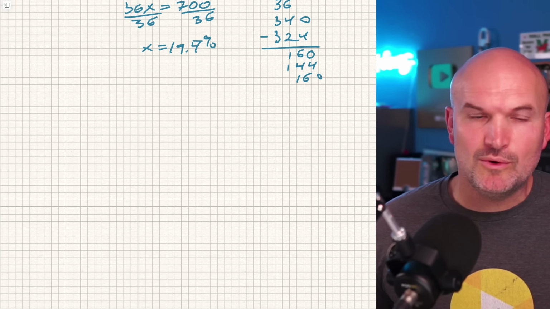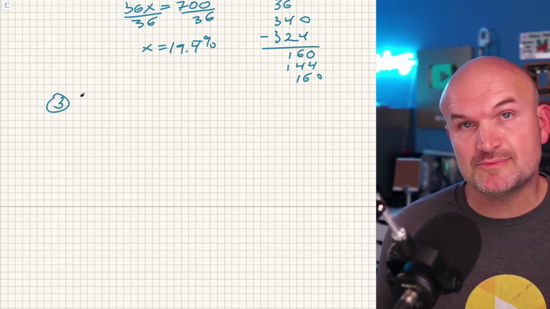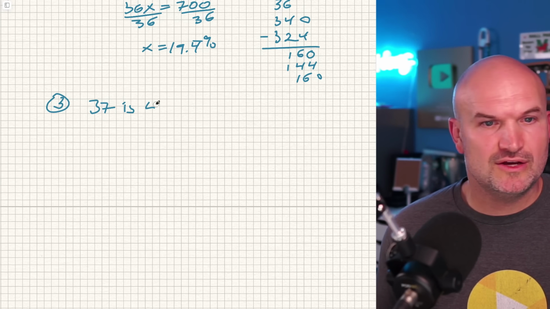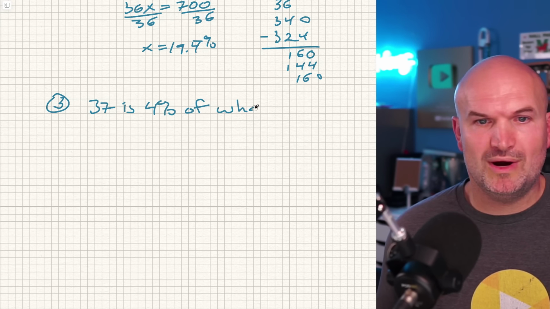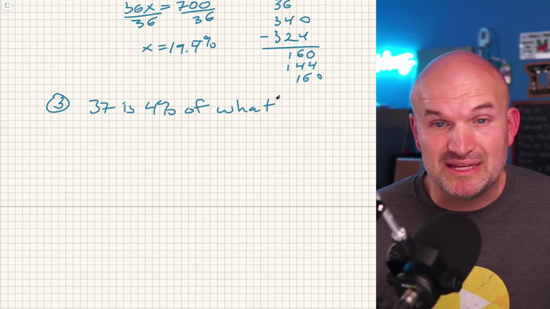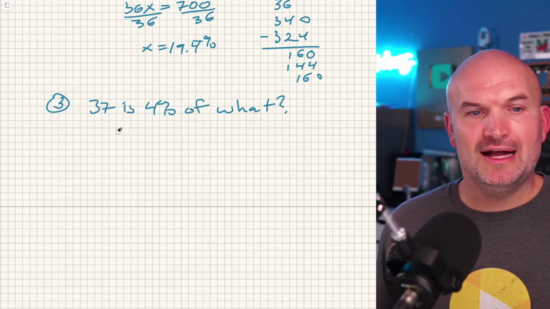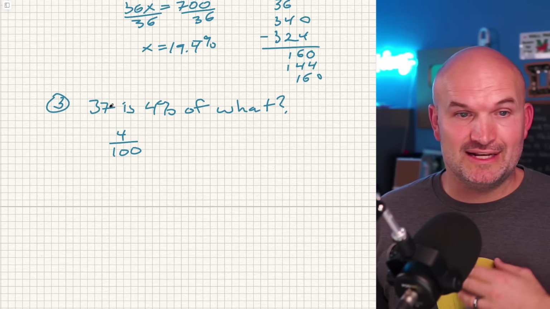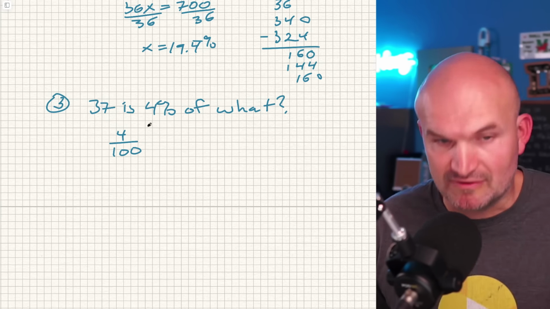Now let's get into the third example of the word problem or percentage problem that you would need to know. So that is going to be 37 is 4% of what? Okay, so again, immediately, once I see the percent, I see 4. I know that's part of 100. I'm going to rewrite that as 4 out of 100. And then it's saying 37 is 4% of what? So 37 out of something.